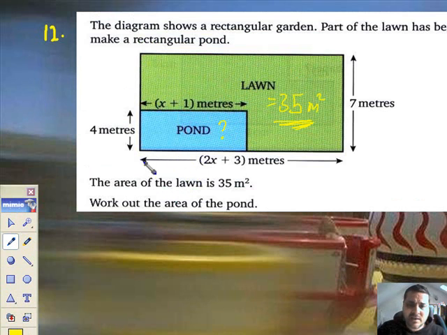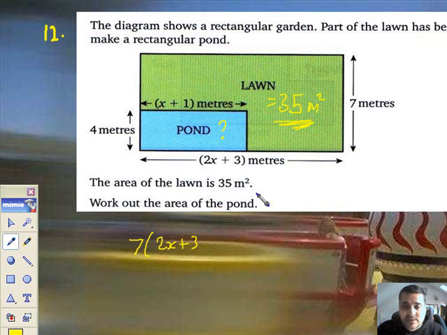So essentially I need to set up an equation whereby the area of the entire garden, subtract from that the area of the pond, and that will equal 35, because it leaves me with the area of the lawn. Alright, so essentially big rectangle minus little rectangle equals 35. If you can say it like that, then just do the maths. So big rectangle, 7 times 2x plus 3, so it'll be 7 bracket 2x plus 3. Remember, this is forming equations using brackets, so it's likely to involve a bracket. So 7 by 2x plus 3.